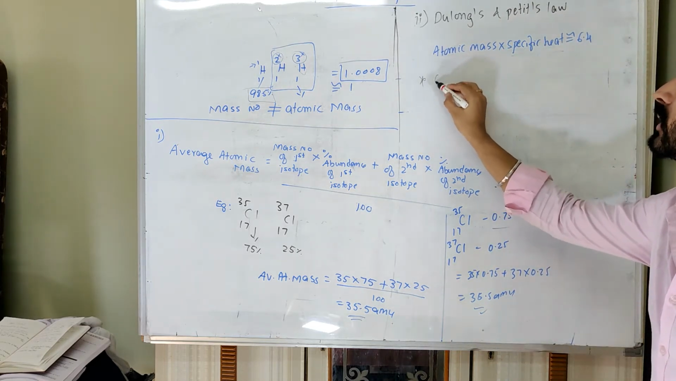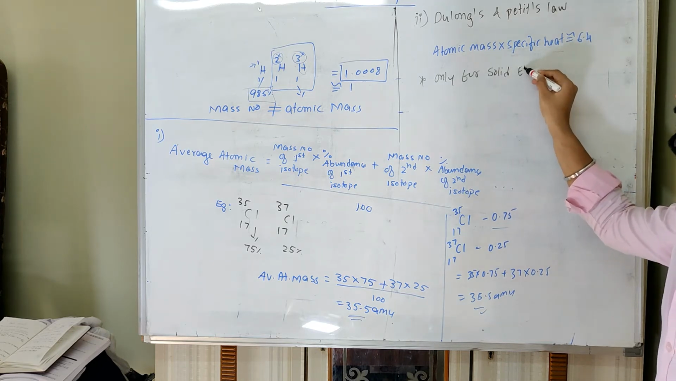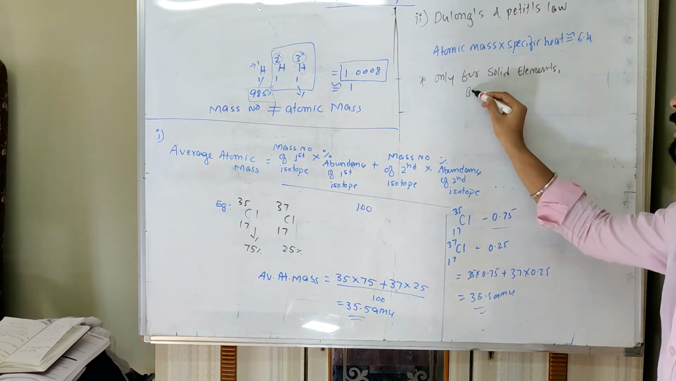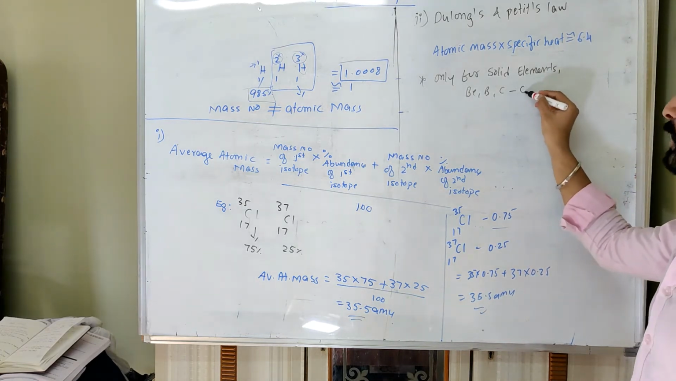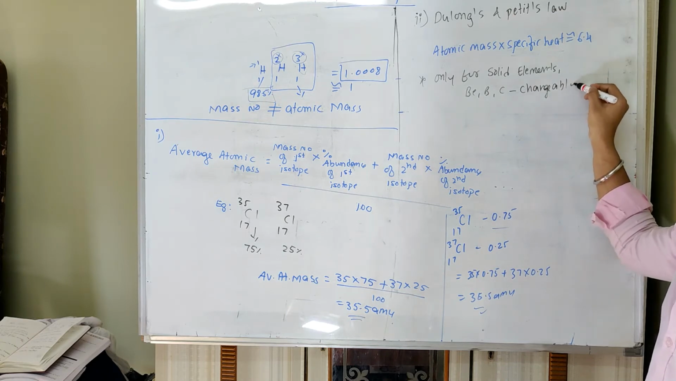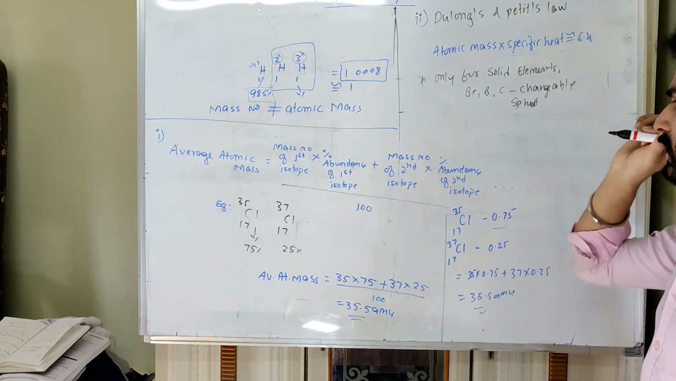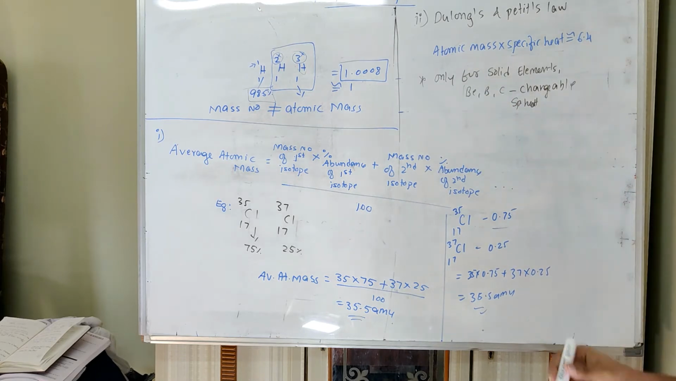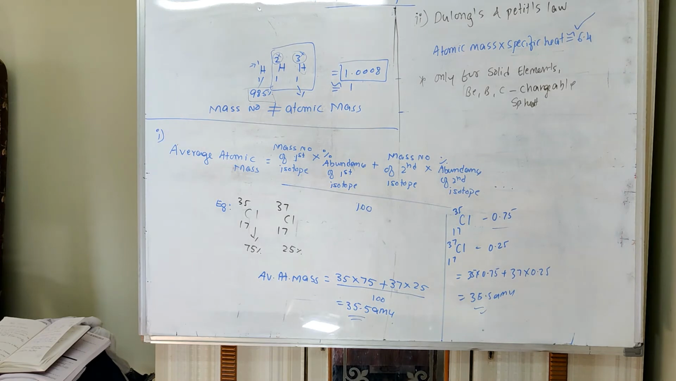But here you have to remember, this is only for solid elements, and there are exceptions like beryllium, boron, carbon. These actually change their specific heat as per temperature. Specific heat is changeable here; as you increase the temperature, specific heat will change. So that's why we cannot use it over here. Other than this, for solid elements we can use it.